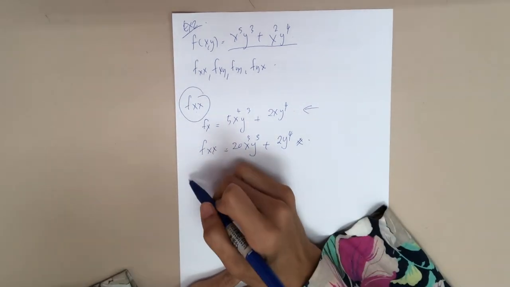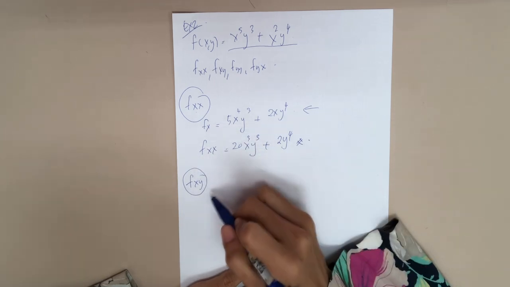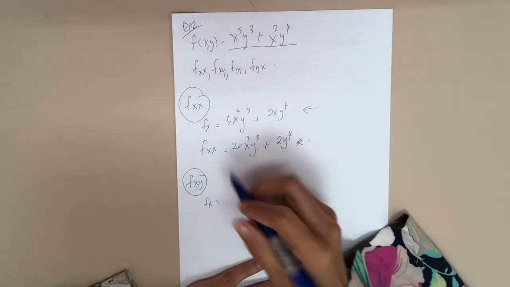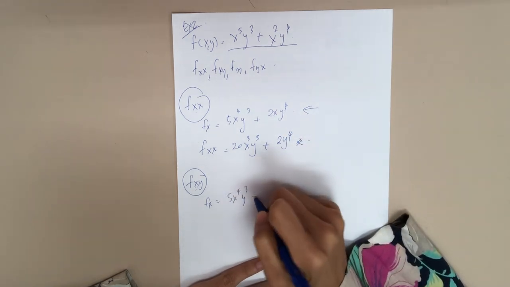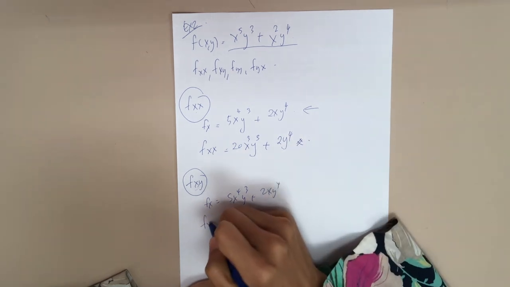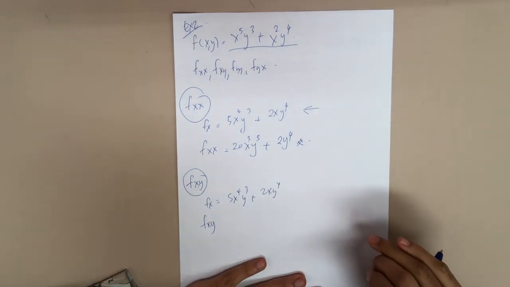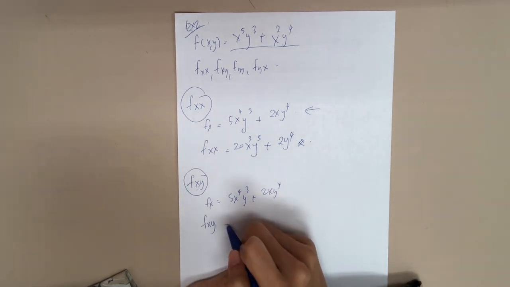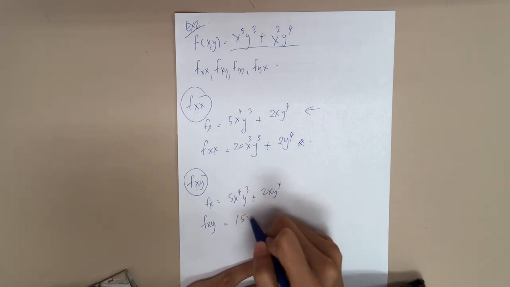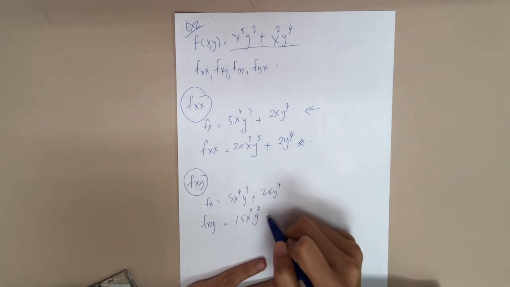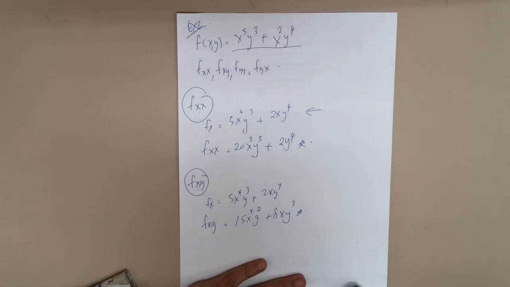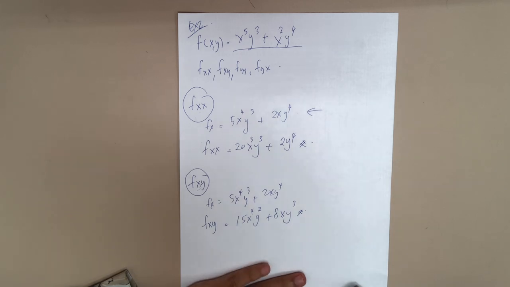Now we proceed with fxy. For fxy, we differentiate fx first, which you already did here, so I just copy it back. The difference is that the second differentiation is with respect to y. So the answer should be 15x^4 y^2 plus 8x y^3. I repeat, the answer is supposed to be 15x^4 y^2 plus 8x y^3.